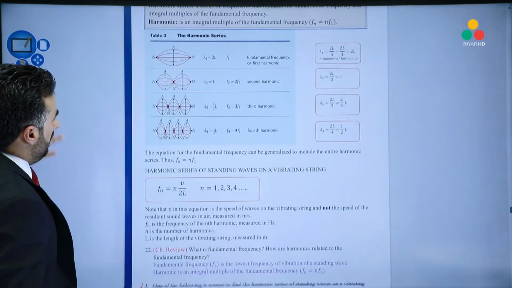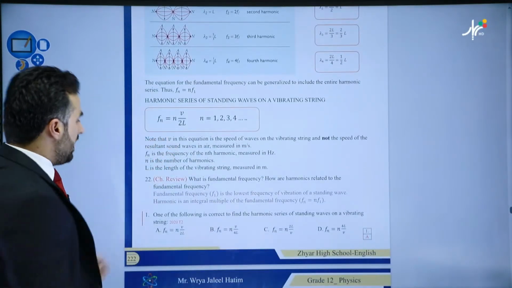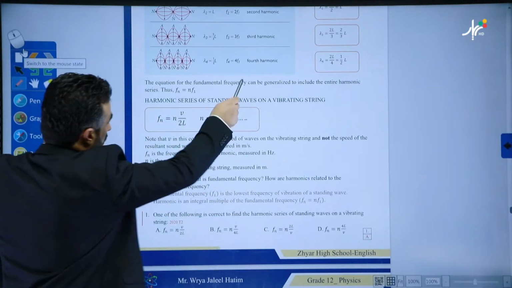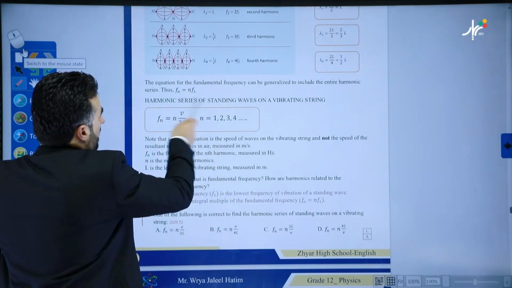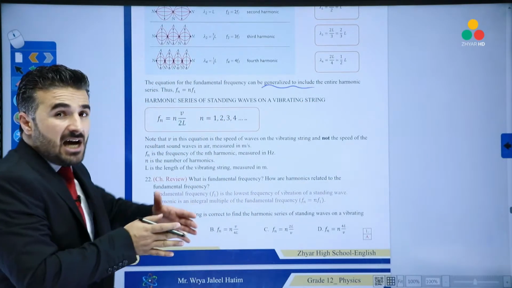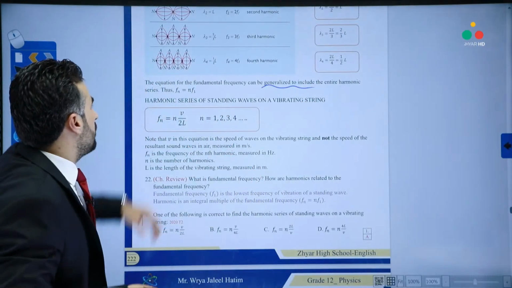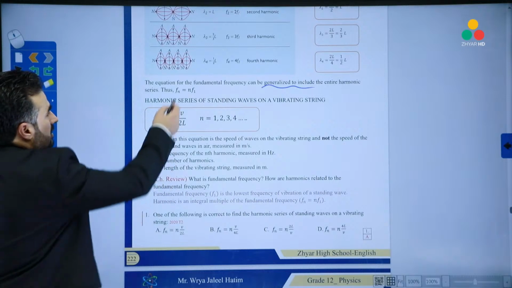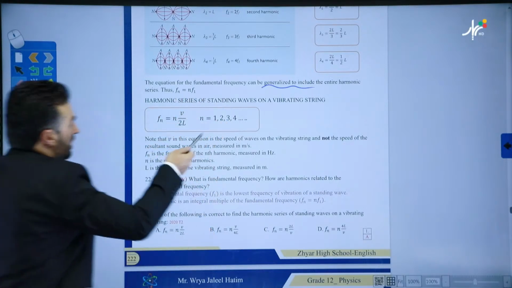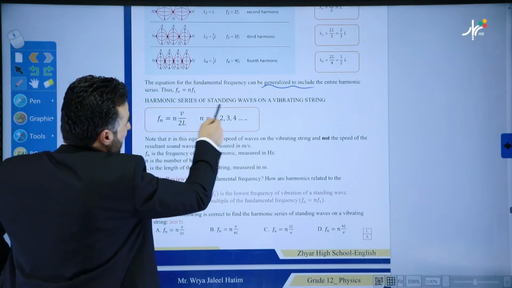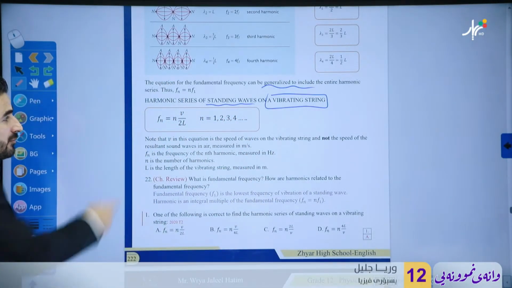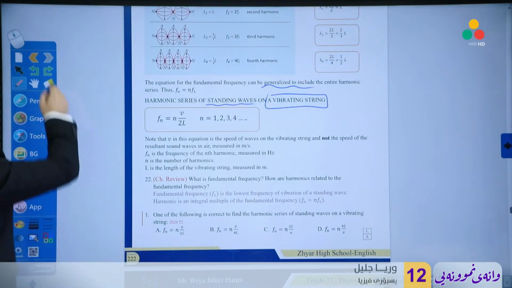All right. So based on this, we can talk about the harmonic series. Remember this is also very important. Based on what we have covered, the equation of the fundamental frequency can be generalized to include an entire harmonic series, which is of course Fn equals n times F1. To generalize this even more, we can say the harmonic series of standing waves on a vibrating string. Don't forget. Remember this equation because it will be asked in exams, of course.